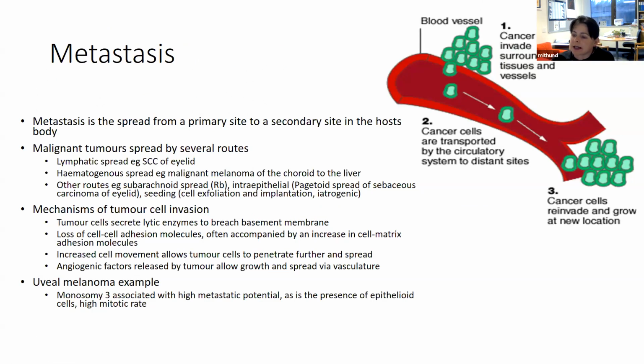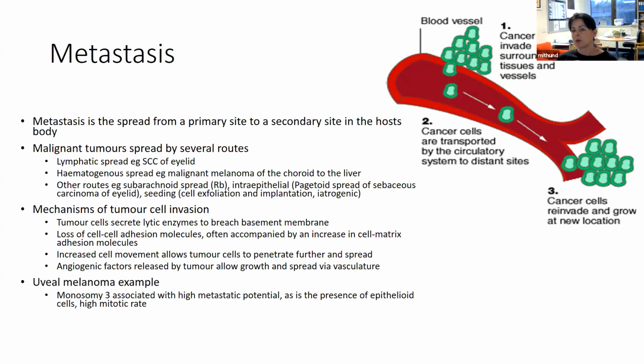In terms of metastasis, they might ask you questions about, I guess, uveal melanoma, and again, being aware of particular mutations that are linked with particular phenotypes. So that might be something here, but metastasis is basically spread from a primary site to a secondary site. Typically, this is by lymph or by blood.